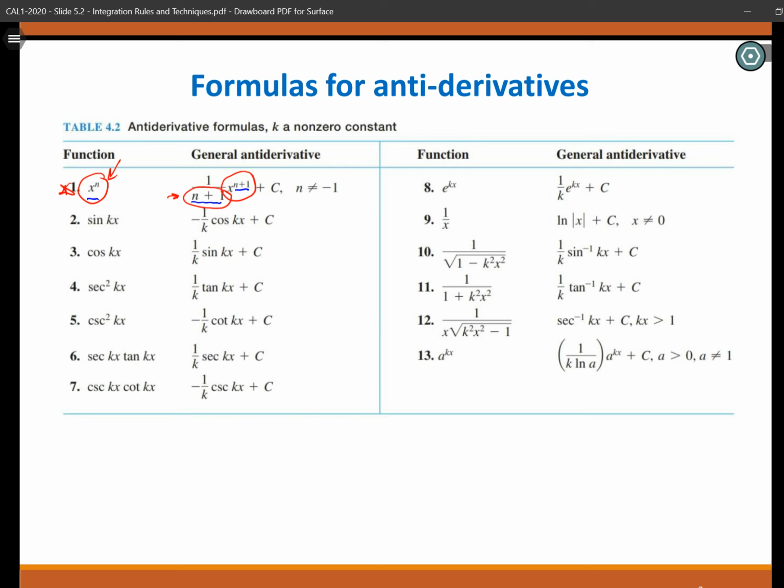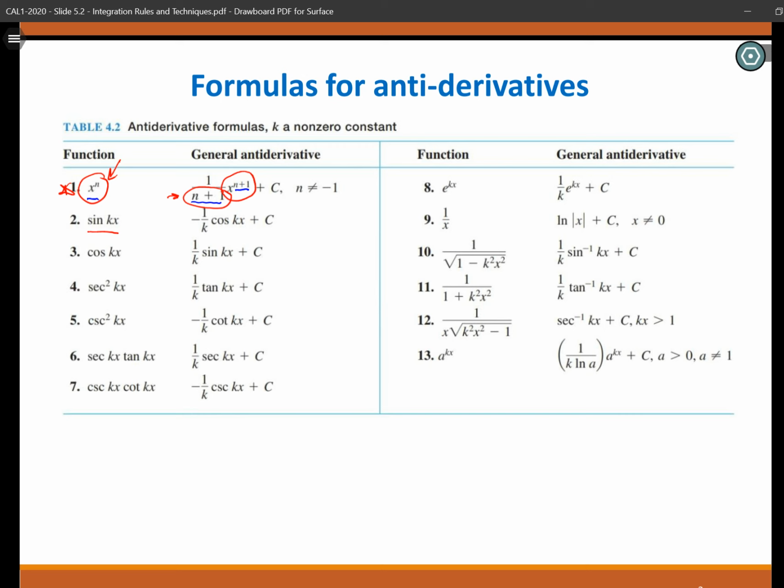So here, the next one, sine of kx. Here we have this coefficient k in front of x. So let's see what happens here. We want to find out what happens if we integrate sine of kx. You can take a look at these formulas and you can see some terms right here. But in my mind, I would think: what do I need to differentiate in order to get sine of kx?